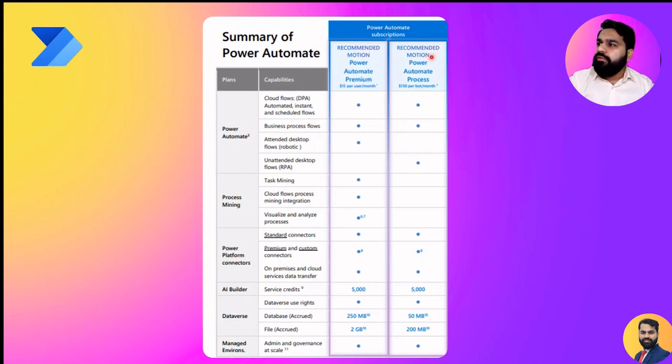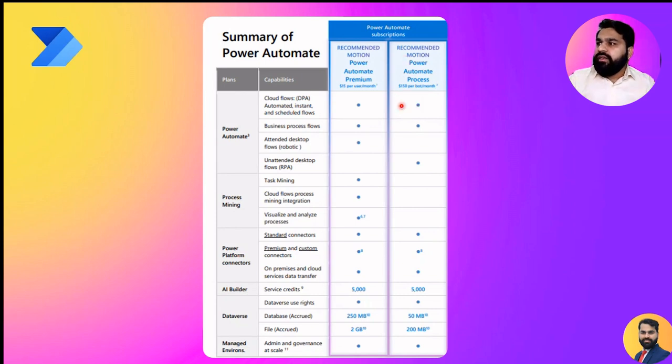When we talk about Power Automate process, right? Initially, we discussed that these are different from Power Automate Premium from the allocation perspective also. Power Automate Premium licenses are allocated per user. However, Power Automate process licenses are assigned or allocated per bot. A bot is basically a flow. It could be a cloud flow, it could be a desktop flow. Okay.